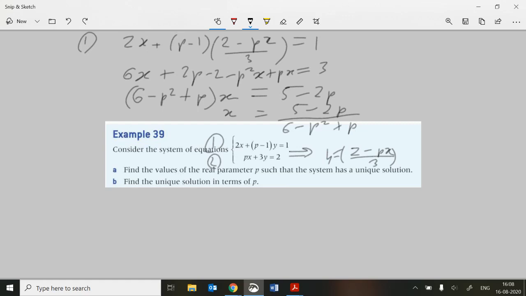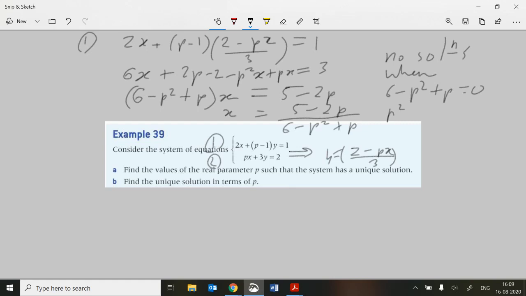Well, again, I think that p could be a lot of values here. Okay, so find the values. It's not necessarily a single value that we're looking for, but I can definitely see that this doesn't work when we're getting an undefined answer for x. And we're going to get an undefined answer for x when the denominator is equal to 0. So we can say that there's no solutions when 6 minus p squared plus p is equal to 0.